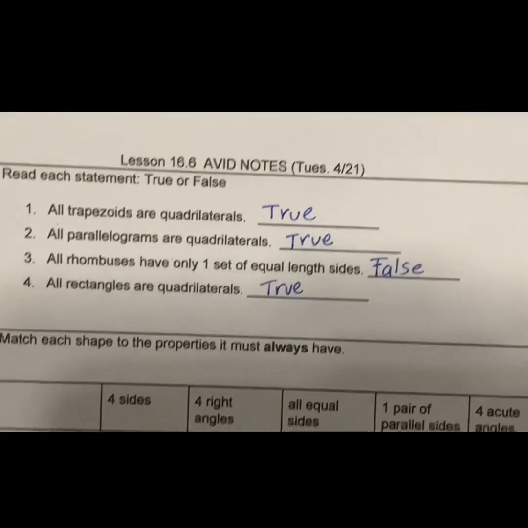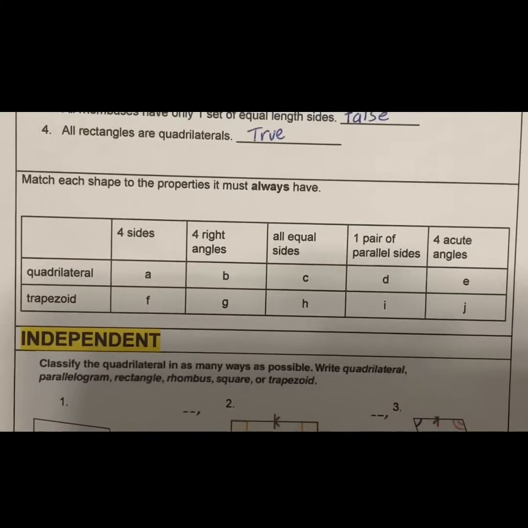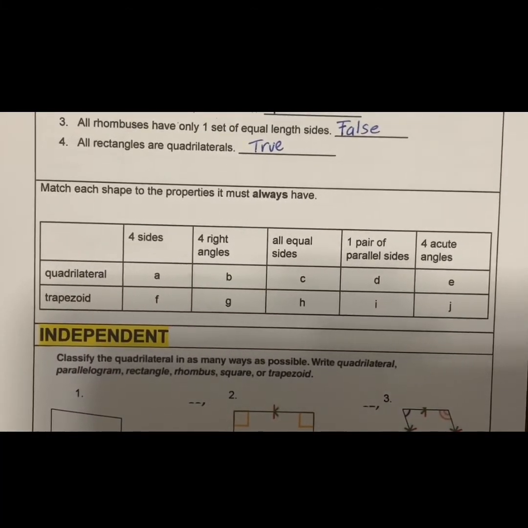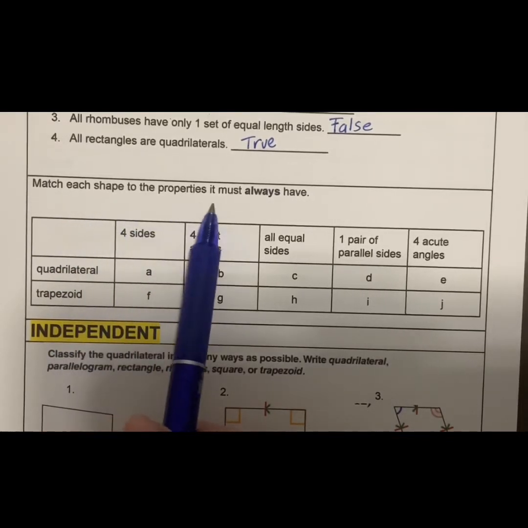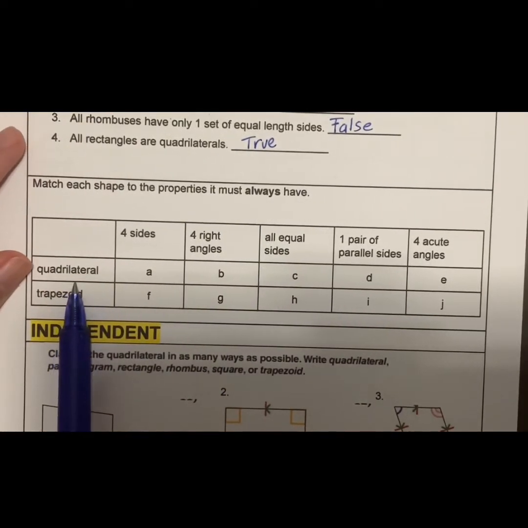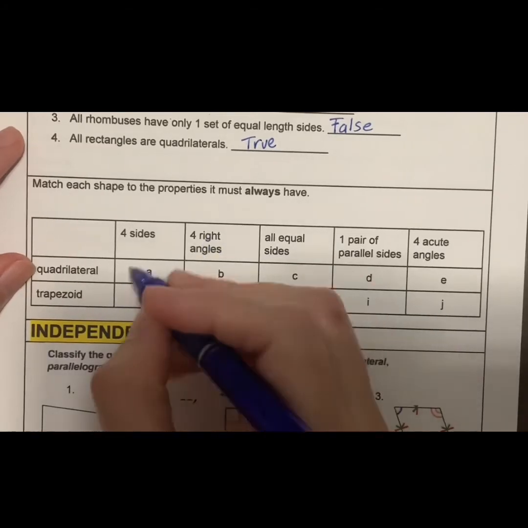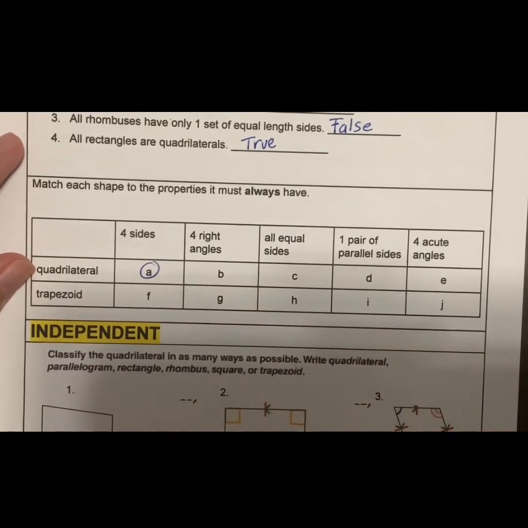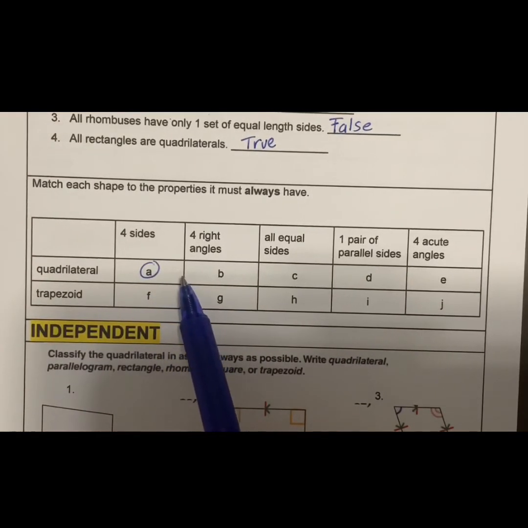All right, for the next part of this activity, it says match each shape to the properties it must always have. So we're looking for always, not sometimes, always. Does a quadrilateral always have 4 sides? Yes, a quadrilateral always has 4 sides. So you would circle A, and A would be the one that you click in your Google Classroom.